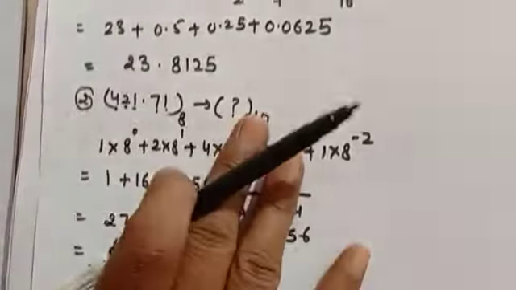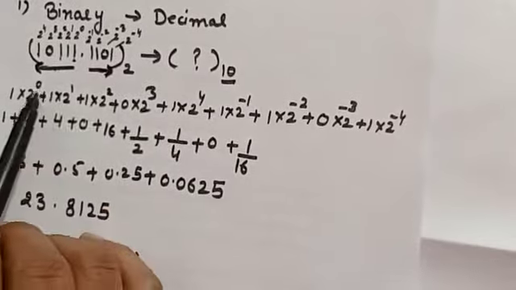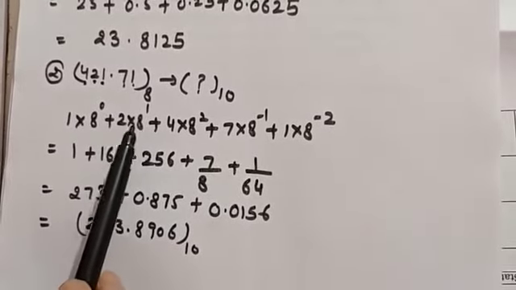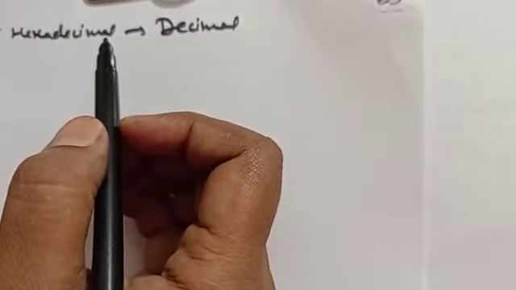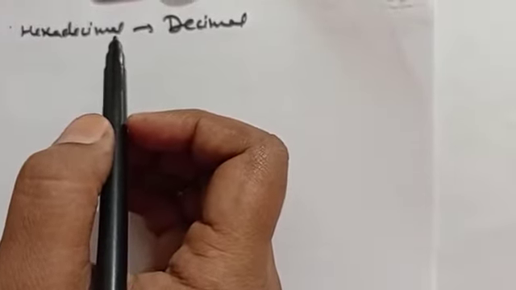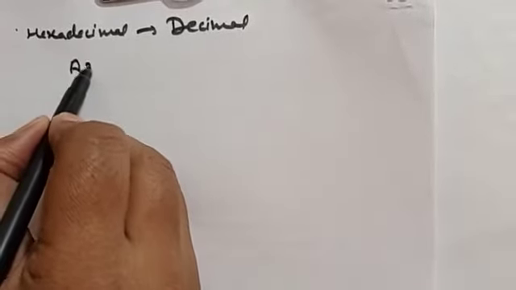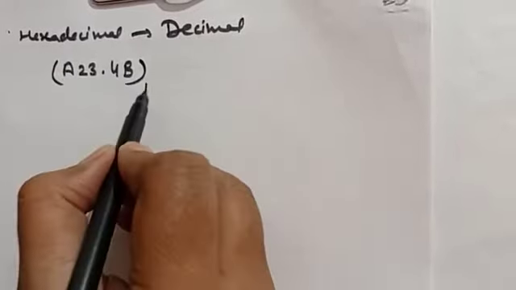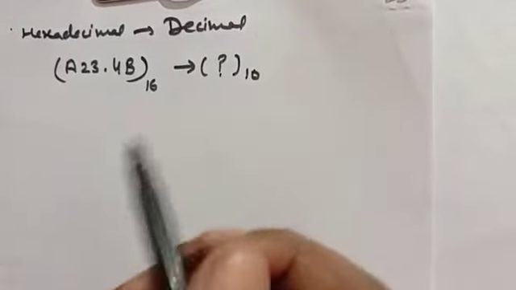In case of binary number system, the weights are in the power of 2, 2 raised to power 0, 2 raised to power 1. But in case of octal number system, the weights are in the power of 8, 8 raised to power 0, 8 raised to power 1. Similarly, we can convert hexadecimal number system into decimal number system. Suppose we have hexadecimal number A23.4B. It is in hexadecimal number system and we want to convert this number into decimal number system.